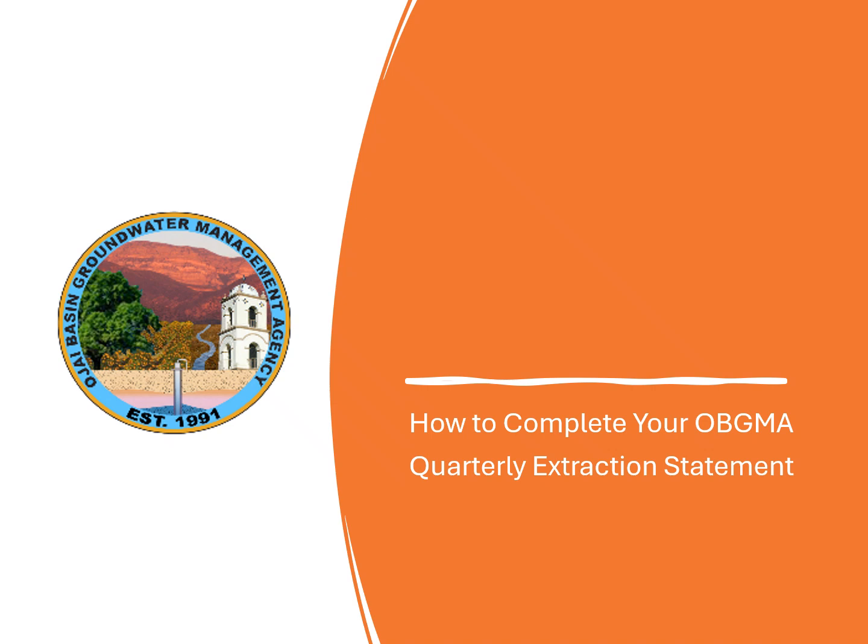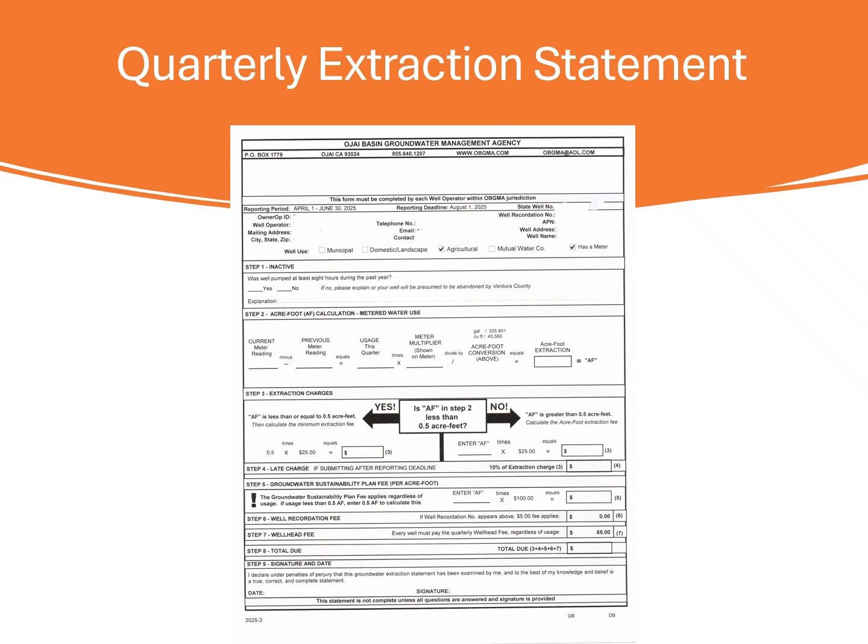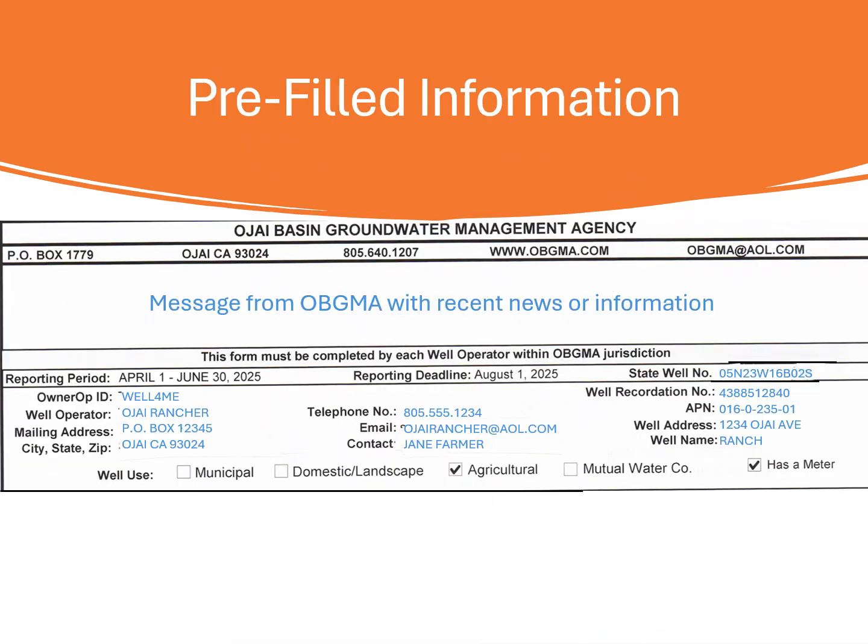This tutorial will walk you through how to complete your OBGMA quarterly extraction statement. We'll go through each section with examples. OBGMA mails statements to each well owner at the end of March, June, September, and December. Your completed form and payment is due within 30 days. Let's take a look at your statement from the top.